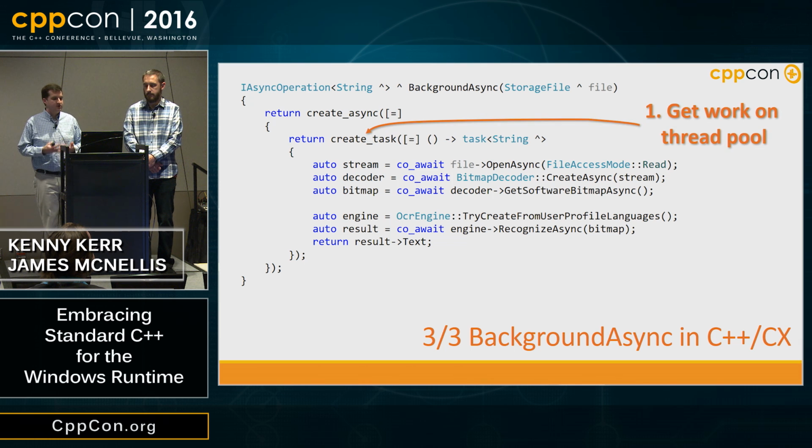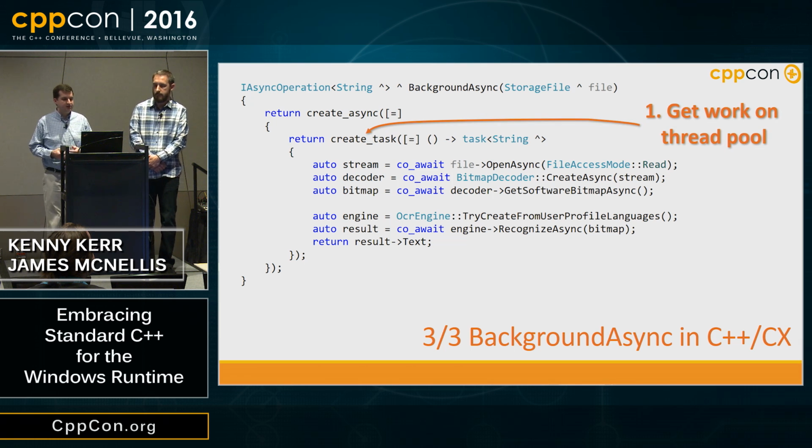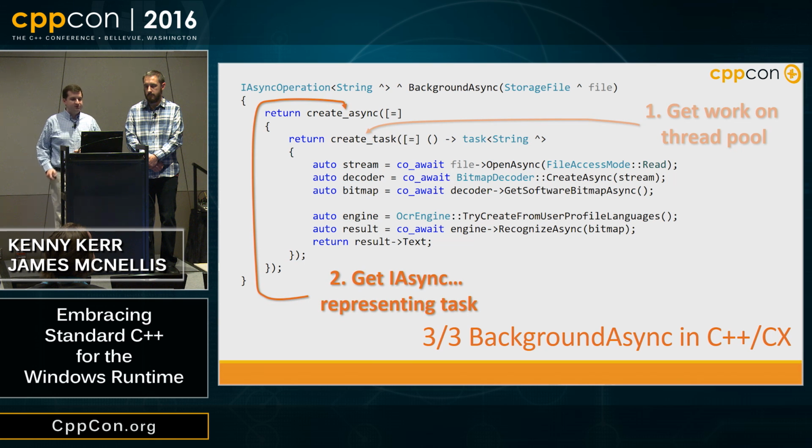First, we have to get work onto the thread pool. And to do that, we call this CreateTask function, which takes this lambda, packages it up, and then schedules it to execute on the thread pool. We'll then have to use this CreateAsync function, which will convert that into an IAsyncOperation suitable for passing across the ABI. So we have the same two steps, just a different syntax because we don't have the extension methods in C++. It's a little bit more verbose, a few more braces, but otherwise does the exact same thing.